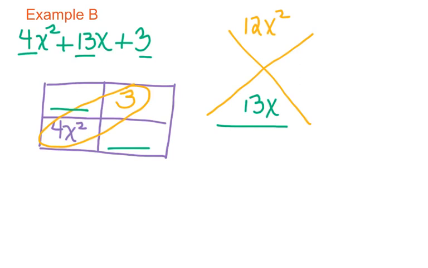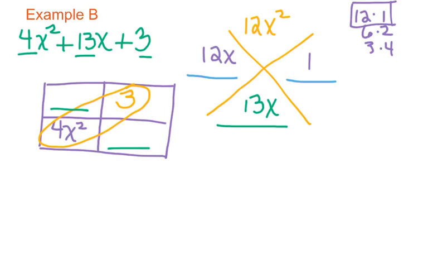So now, again, I'm looking for two numbers that when I sum them together give me 13x, but when I multiply them together give me positive 12x squared. Well, I can come over here and make a list of factors of 12, which I know are 12 and 1, and 6 and 2, and 3 and 4. And I'm looking to sum to 13. Well, there it is right here. I've got 12 and 1. So I'm going to put 12x and 1x.